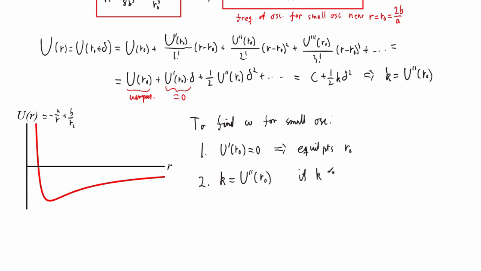If k ends up being less than 0, well, then you have an unstable equilibrium. So there's no oscillation in this case. But if k is greater than 0, then omega is the square root of k over m. So that's what you should be doing. The other stuff was really just for illustrative purposes. So let's see if we can make that work in this case. We already know, because we already did step 1 above, that r naught is 2b over a.